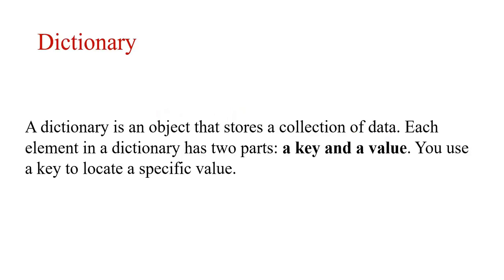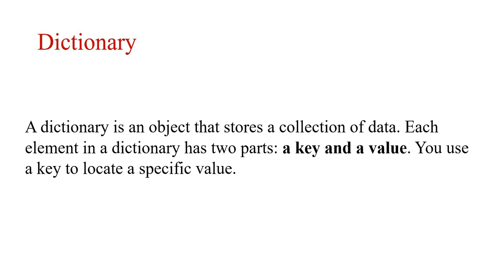So we've talked about how we can store data in different objects. We started with variables, we defined lists, tuples, strings. So there are different ways to store data in Python. And a dictionary is another object in Python where you can have a key and a value.